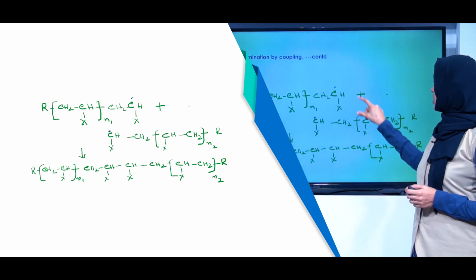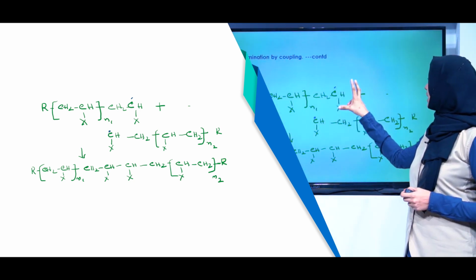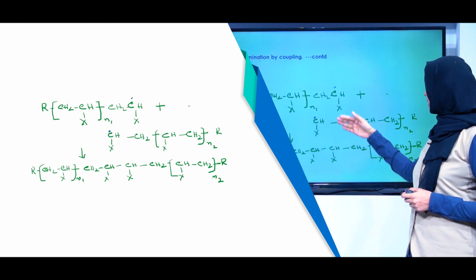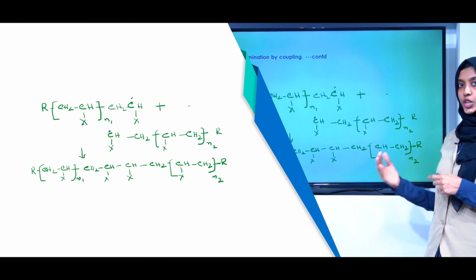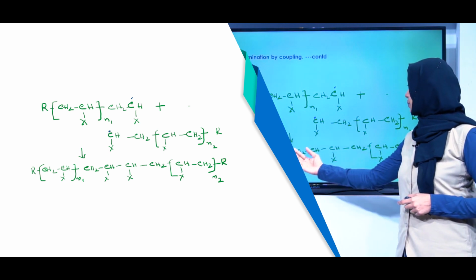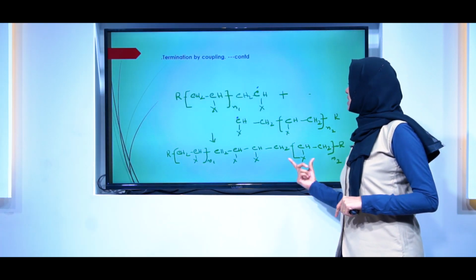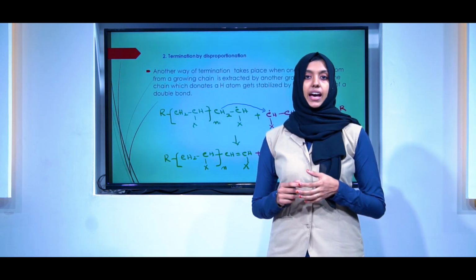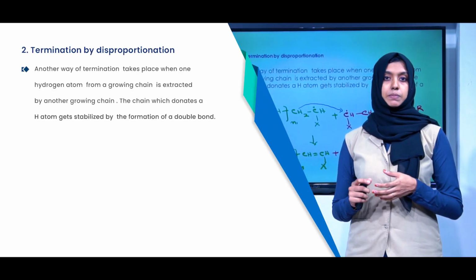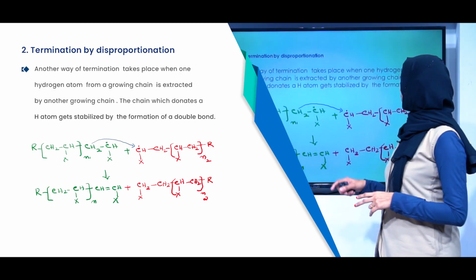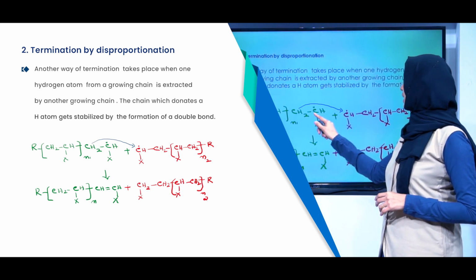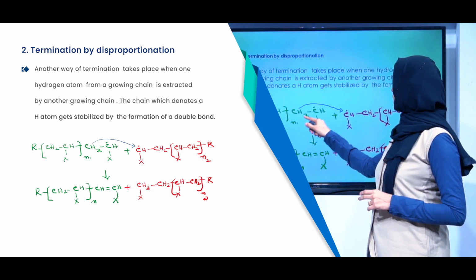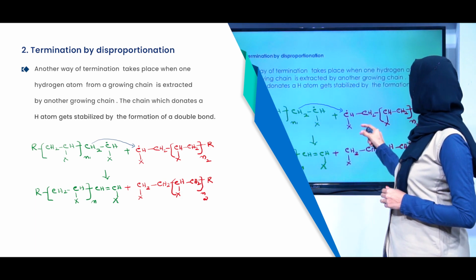Consider the 2 growing chains here. You can see the free radicals. If they come closer, they will form a covalent bond between them and form a product. It is a new polymer. And you may notice that there will be no free radical present in this polymer, which means this reaction is terminated. Termination by disproportionation. In this termination, a hydrogen of one of the growing chains is abstracted by another chain. We will look into the mechanism. Here, one of the hydrogens of one growing chain is abstracted by another growing chain, and we get 2 polymers as products.